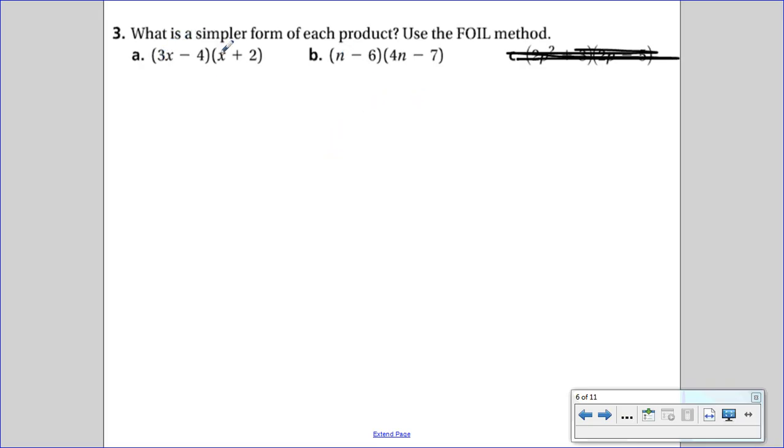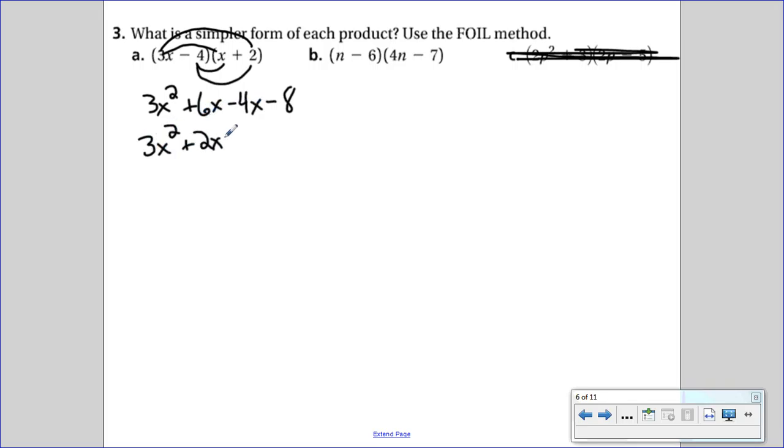So, FOIL. First, 3x times x. 3x times x is 3x squared. Outside, 3x times 2, 6x. Inside, negative 4 times x. Some people like to then switch to the bottom. Negative 4 times x is negative 4x. Last, negative 4 times 2 is negative 8. Combine like terms. 6x minus 4x is positive 2x minus 8. That's your answer. Go ahead, pause the video, try part B.